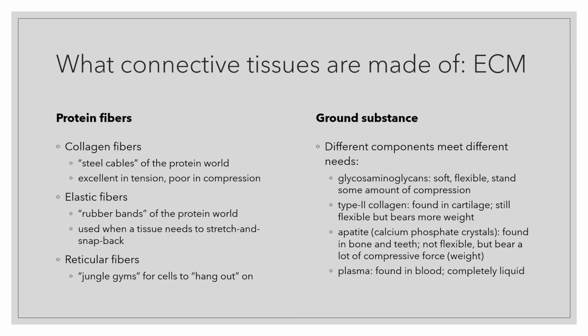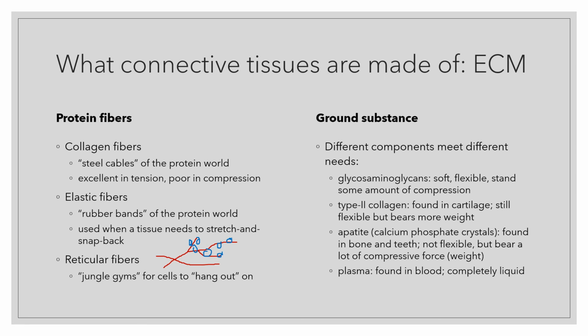Finally, there are reticular fibers, which I refer to as jungle gyms for cells to hang out on. These are a particular type of collagen fiber. They're often found in branched shapes that look sort of like a grapevine when you put cells on them, and they will always be seen in the body with an abundance of cells connected to them.